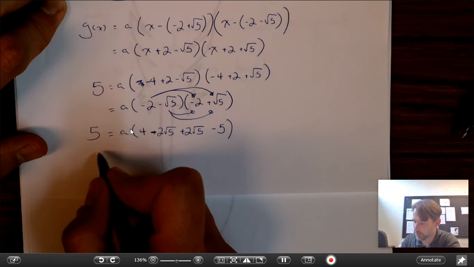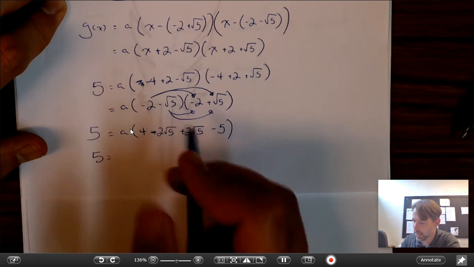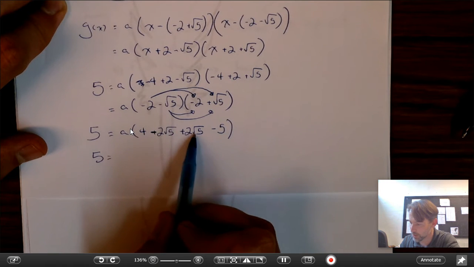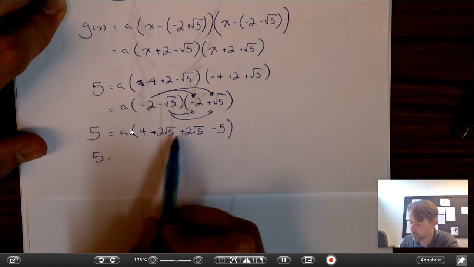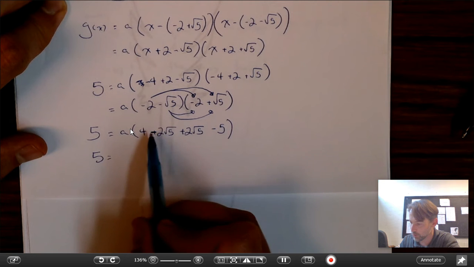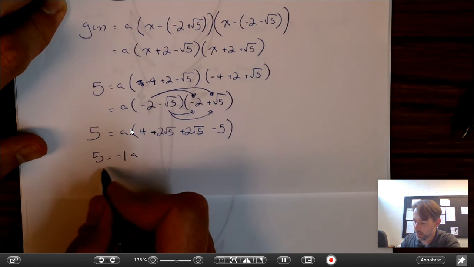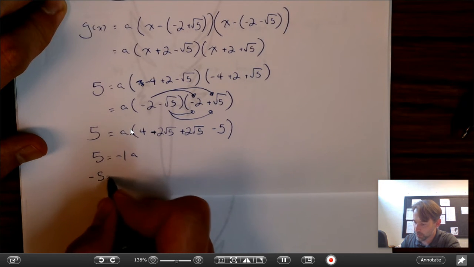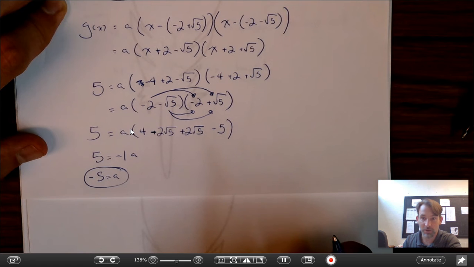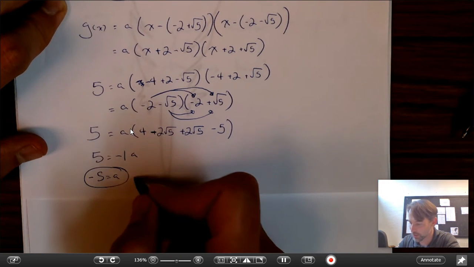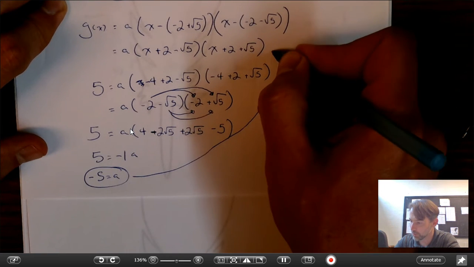So let's write that out again. 5 is equal to a times 4 minus this plus this. So these are 0 because negative 2 root 5 plus 2 root 5, those root 5s disappear. 4 minus 5 is negative 1. So I have negative 1a. Negative 5 is equal to a. Okay, so then that's my final answer, negative 5. Oh, that's not the final answer. No. I need to put that in up here.